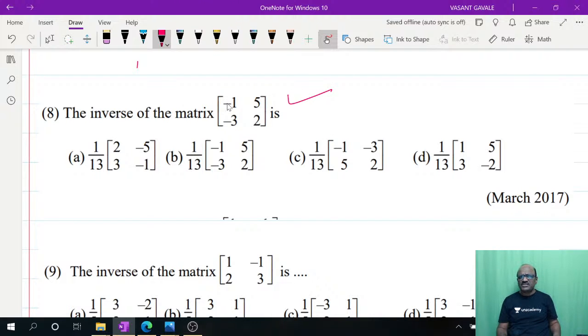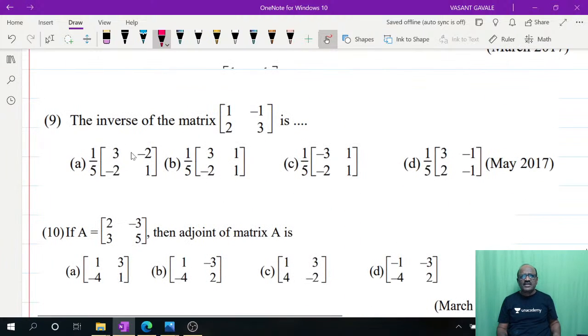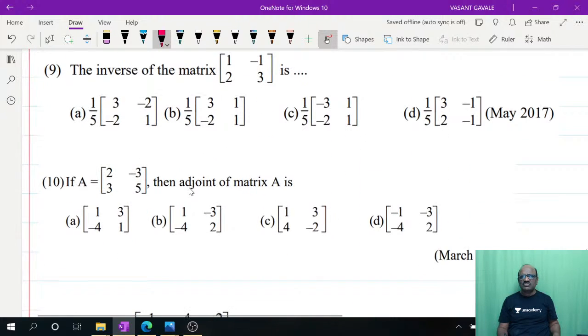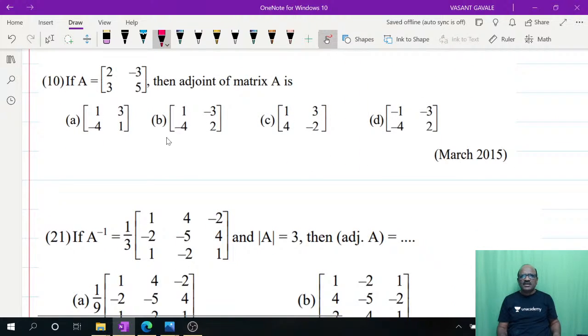The inverse of a matrix minus 1 5 minus 3 2. You can select the correct option from this. Next question, the inverse of a matrix 1 minus 1 2 3 in the same question. Next question, if matrix A is 2 minus 3 3 5 then the adjoint of the matrix is. Okay, find out the adjoint of the matrix. Okay, 4 options are again given here.